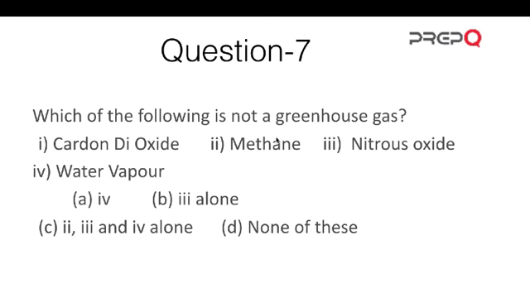Next question, which of the following is not a greenhouse gas? Now, one is carbon dioxide, second is methane, third is nitrous oxide, and fourth is water vapor, and then you have these four options. So the correct answer is none of these, because all these four gases are greenhouse gases. Even ozone is a greenhouse gas. Now, without these greenhouse gases, the average Earth's temperature would be around minus 18 or minus 20 degrees centigrade. These greenhouse gases ensure that Earth remains warm and is fit for life to proliferate.